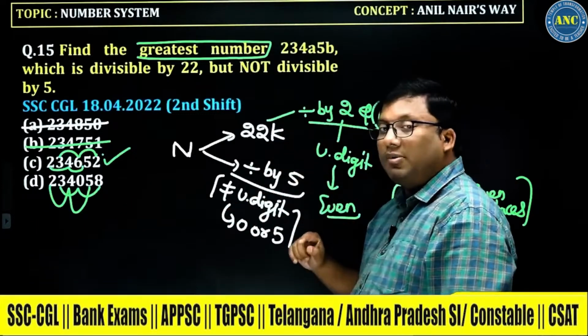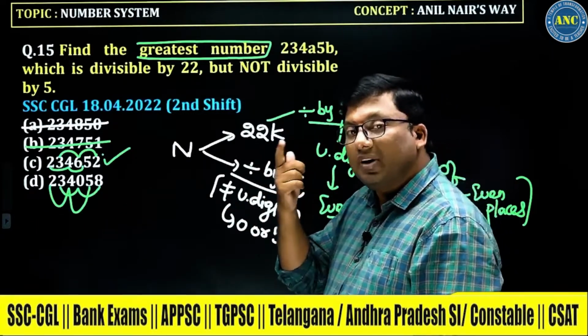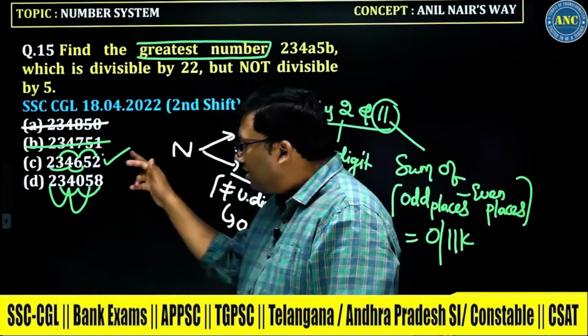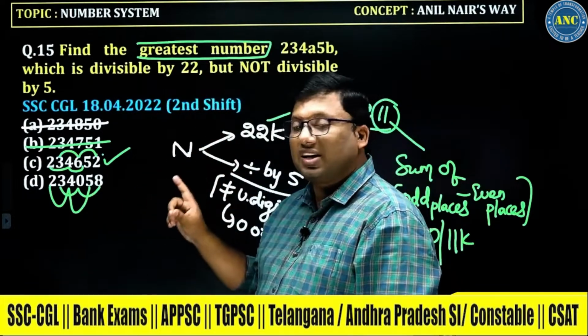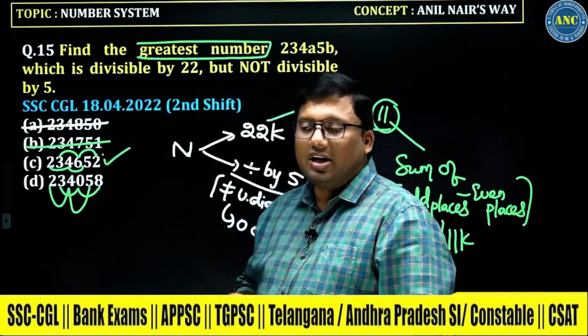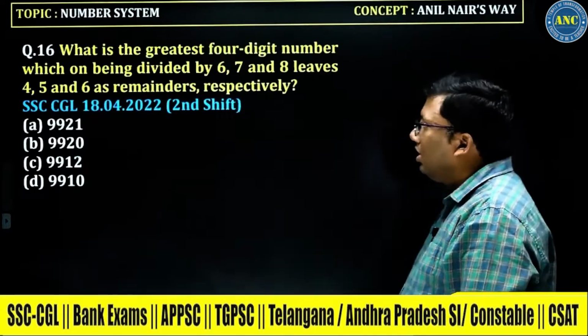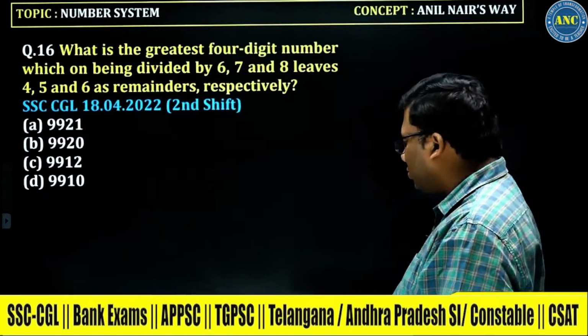It is divisible by 22, so it should be divisible by 11. Third one is divisible by 11, fourth one is divisible by 11. But the question is the greatest, so take the largest number among these two.